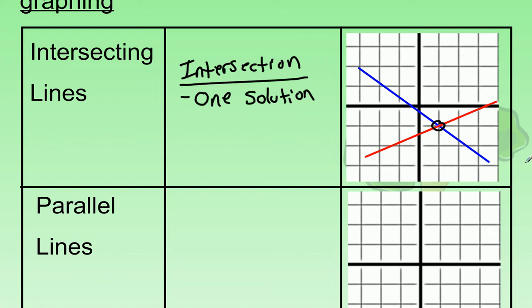And the only way that that's really going to happen, and this is another good important note to put down, is if the two lines have different slopes. If the slopes are different, it means they're not parallel, so they have to intersect somewhere. So, different slopes. So that's what we could say about these intersecting lines. There is an intersection, there is one solution, and that's that intersection point, the x and y coordinate right there, and they have different slopes.